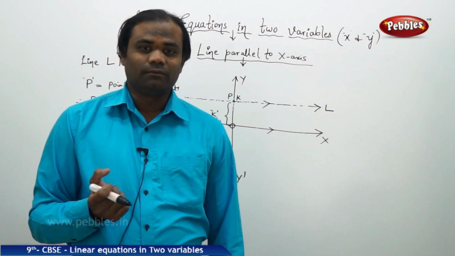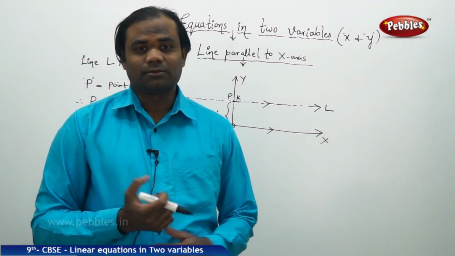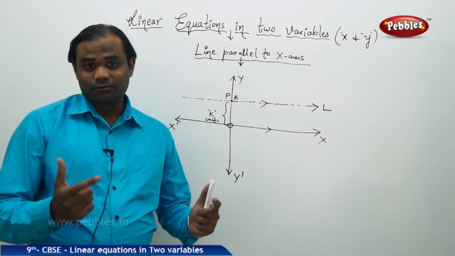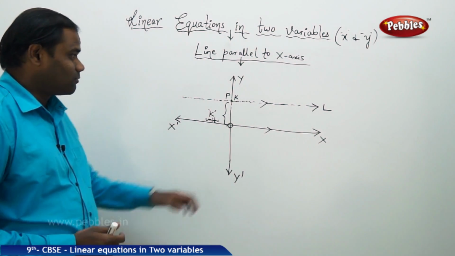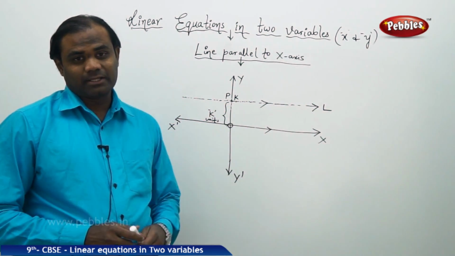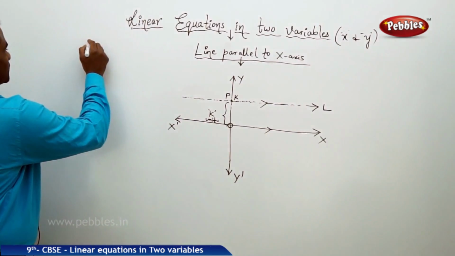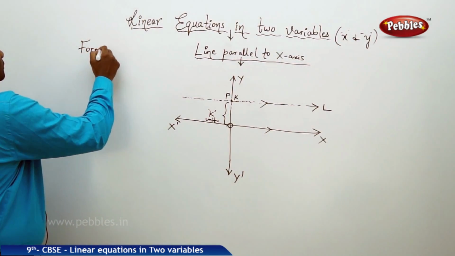Let's see how we are going to satisfy the line through the coordinates. Now let's see the formula. What is the condition for the line L parallel to x-axis? So here comes the formula.